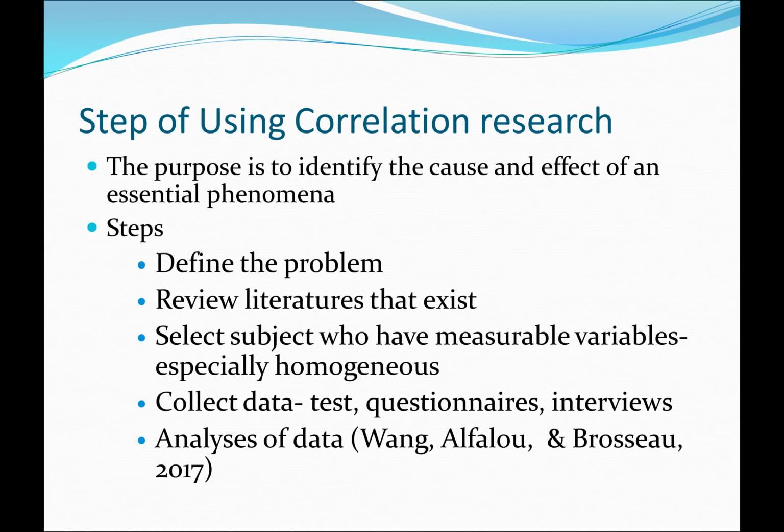So steps of using correlational research. So the purpose is to identify the cause and effect of an essential phenomena. First, you define the problem. Second, review literatures that exist. Third, select a subject who have measurable variables, especially homogeneous. Fourth, collect data, test questionnaires, interviews, and last is the analysis.